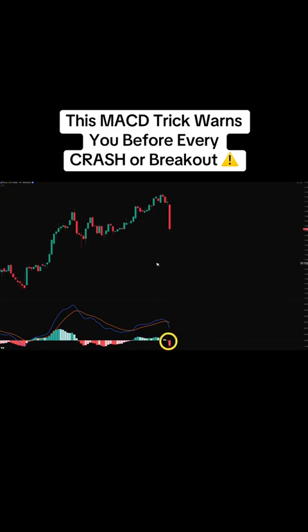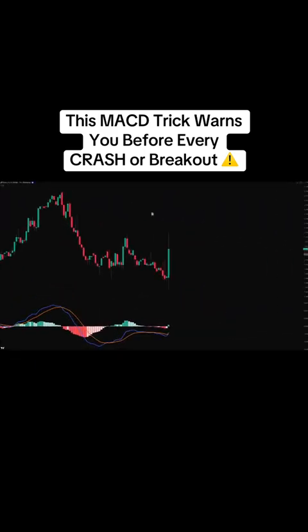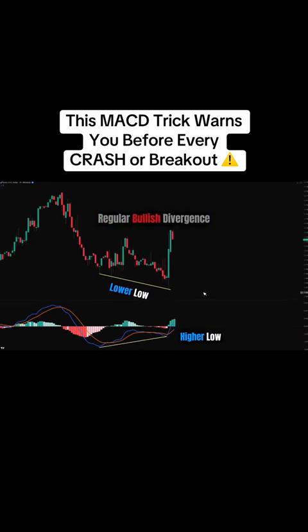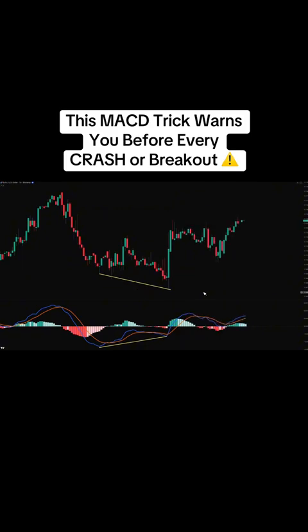See how the histogram also starts shrinking here. That's your second clue that buyers are losing steam. Now flip it. When price makes a lower low but MACD forms a higher low, that's a regular bullish divergence. Momentum is increasing even though price still looks weak. It's a sign that sellers are getting exhausted and a bullish reversal could be close.